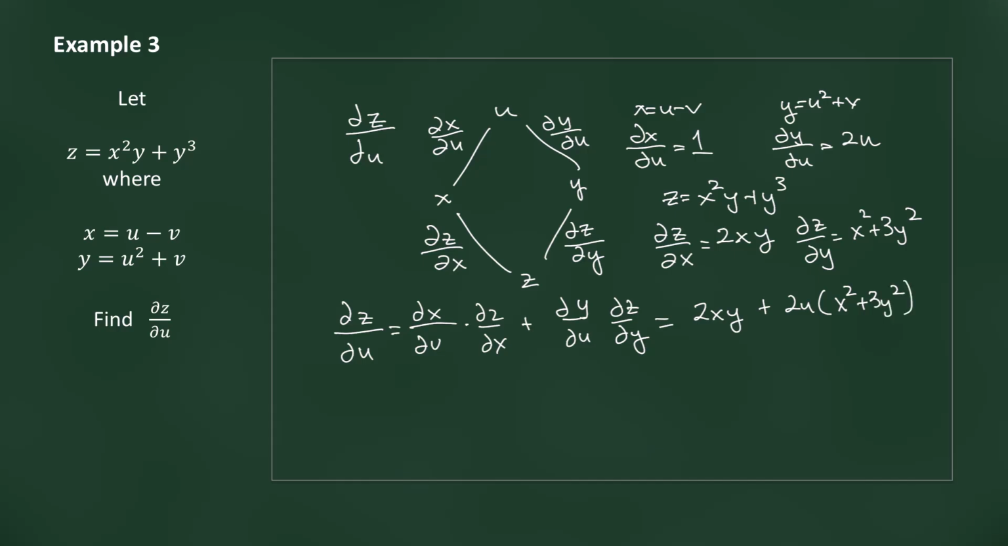And because we're looking for the partial with respect to u here, we're going to switch this back to u's and v's instead of x's and y's. And so we get 2 times u minus v times u squared plus v for the 2xy term, and then 2u times u minus v squared plus 3 times u squared plus v squared. And we could go ahead and expand all those terms out if we wanted to, but I'm just going to stop there.